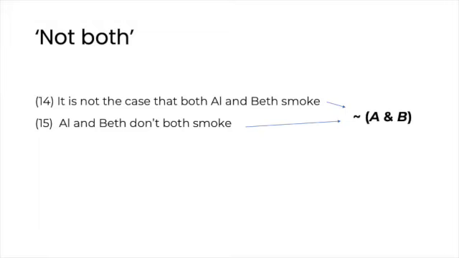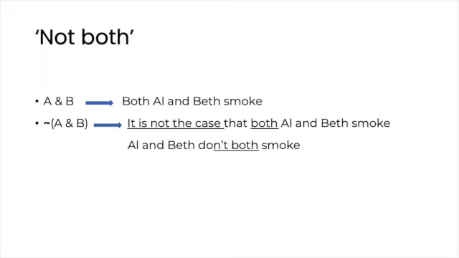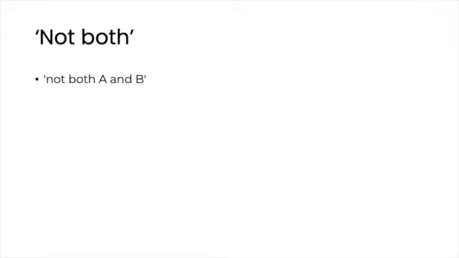What we are doing is that we take the conjunction, "both Al and Beth smoke," that which is A ampersand B, and we prefix it with a negation to yield our result. "It is not the case that both Al and Beth smoke," or "Al and Beth don't smoke." It would be the same here. So English sentences of the form "not A and B" are symbolized by SL sentences of the form tilde over a conjunction, right? Where a tilde applies to a whole conjunction. Again, the parentheses are crucial.